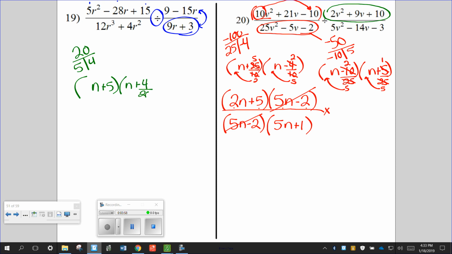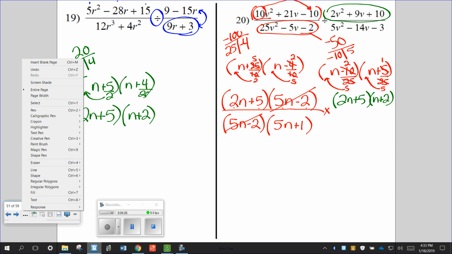But they are both being divided by 2 because that was our leading coefficient. And so we get 5 doesn't divide by 2, so we bottoms up. 2n plus 5. But 4 does divide by 2, so we just have n plus 2. And so that goes over here, 2n plus 5 times n plus 2.